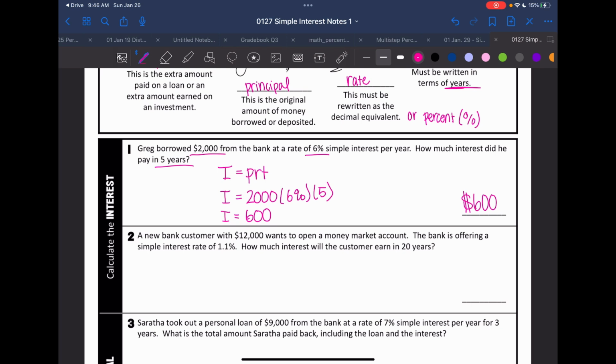Okay, so this is the amount of money that they're going to deposit. So it's our original amount, which means it's our principal. The interest rate is 1.1%. And we want to know how much interest in 20 years. So interest equals our principal times our rate, which is 1.1%, and so when I multiply all this together, I get interest equals 2,640.